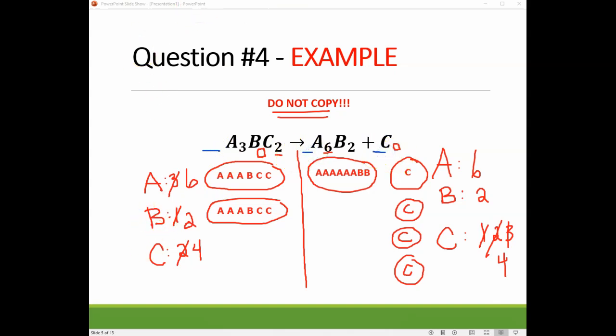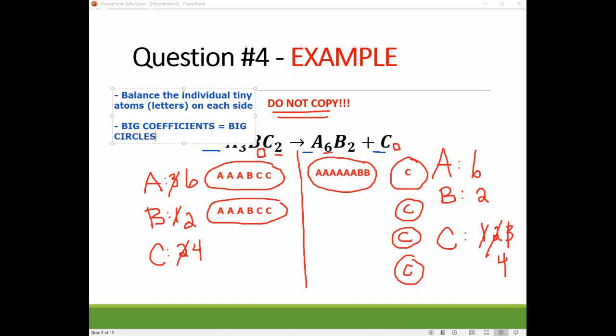So to count up big coefficients, remember, first we balance the individual tiny atoms, those are the letters on each side, and then we're going to go ahead and find the big coefficients, which are the same as the big circles. So we just need to go ahead and count up the number of big circles.